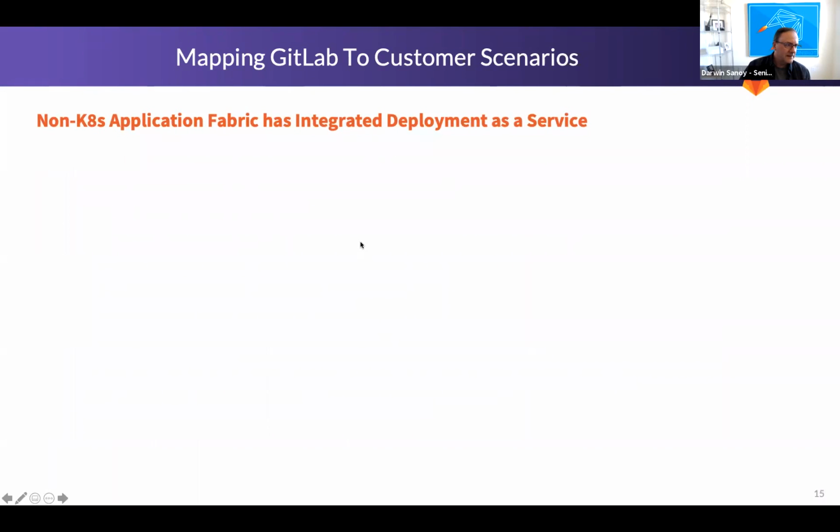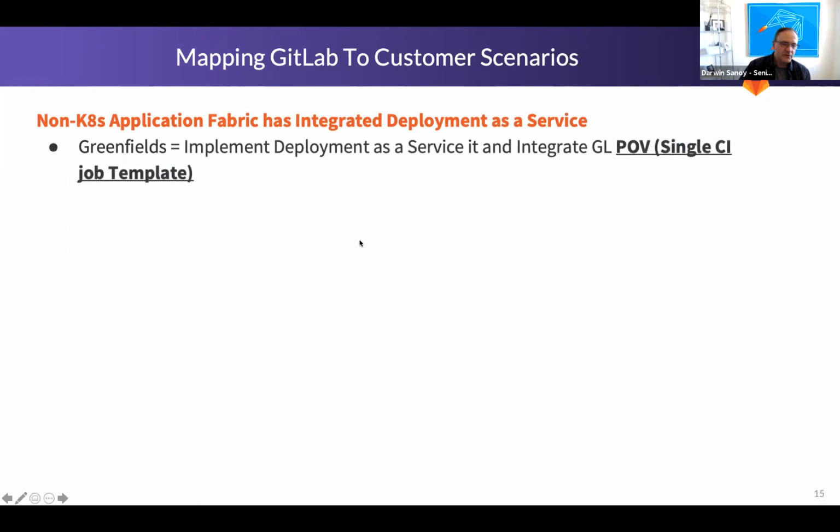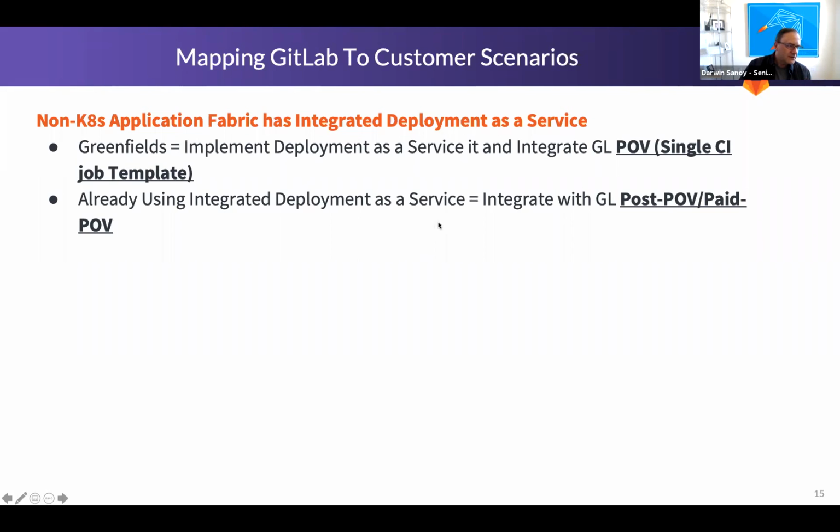Non-Kubernetes application fabric that has an integrated deployment as a service. So this would be Azure Resource Manager, which has deployment as a service built in for doing the equivalent of ASGs in Azure. Then integrate it with GitLab. Mark, to your question, many times you can do this in a POV because it'll be 1 or 2 CI jobs, and the customer probably already knows how to do it. They just need some encouragement to do it in a container to hand that off to that service, and then another container to collect status if they want status back. If they're already using an integrated deployment as a service, integrate it with GitLab.